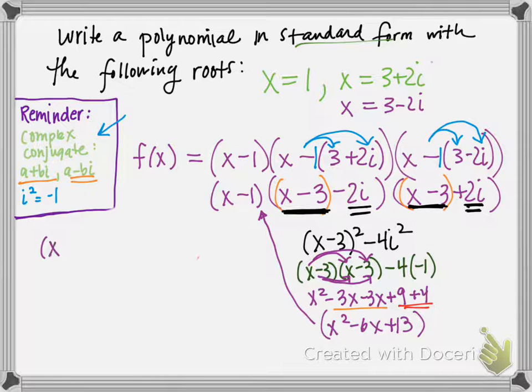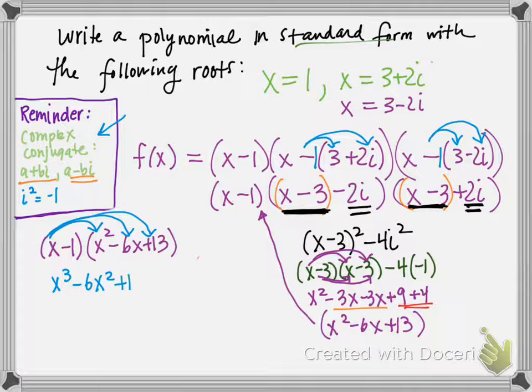So in the end, I need to take x minus 1 and multiply it with x squared minus 6x plus 13. So let's distribute the x to all three terms. x times x squared is x to the third. x times -6x is -6x squared. x times 13 is 13x. Now I distribute the -1 to all three terms. -1 times x squared is -x squared. -1 times -6x is positive 6x. -1 times 13 is -13.